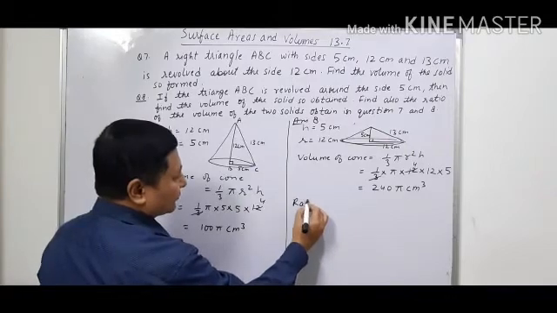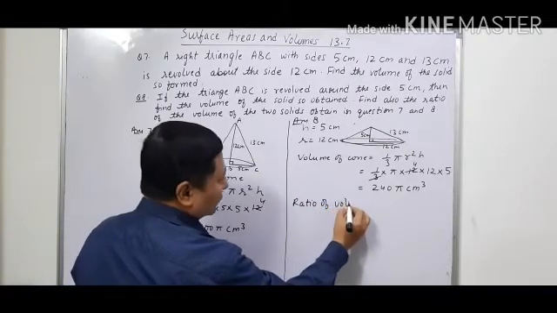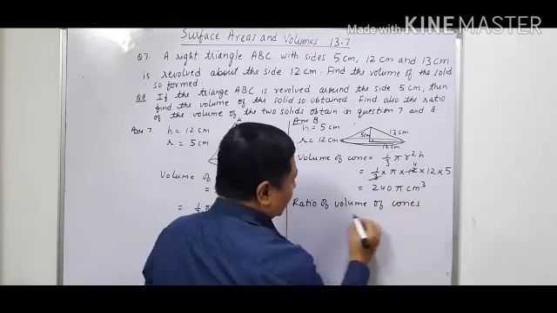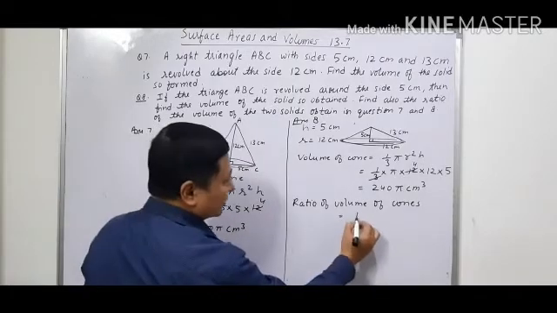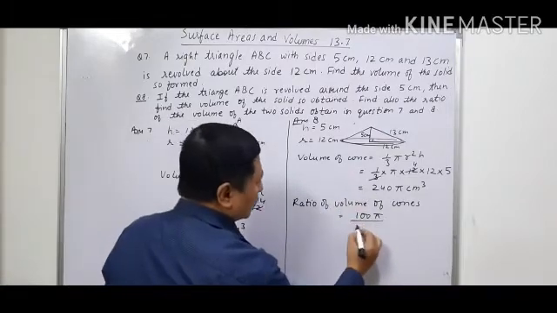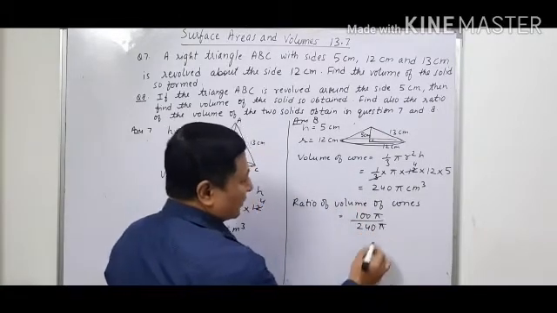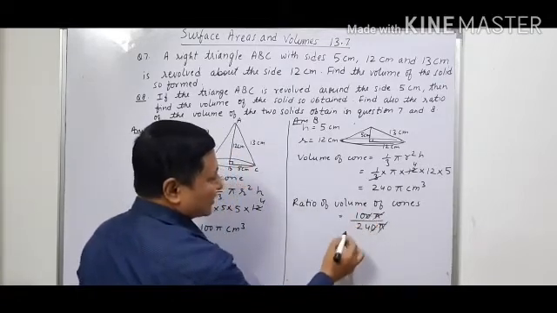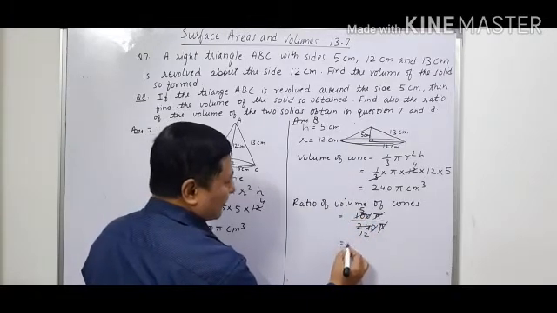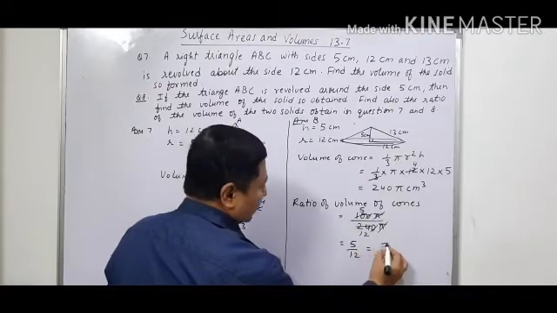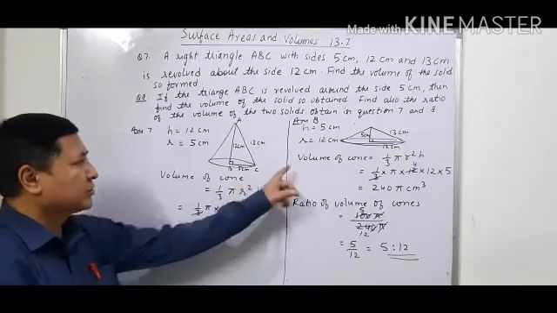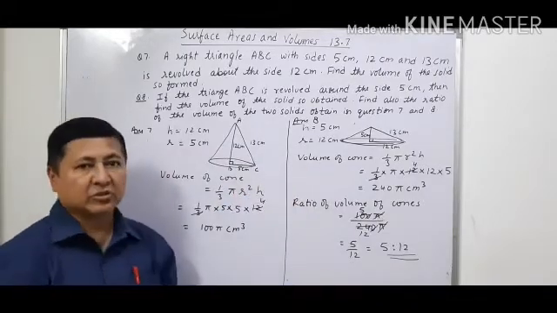So ratio of volume of cone in question number 7 and question number 8. The ratio of volume of cones will be equal to 100 pi centimeter cube in the case of the 7th question, and in the 8th question it is 240 pi centimeter cube. This pi will cancel, 0 will cancel with this, so it becomes 5 and this will become 12. So it becomes 5 upon 12, or you can write it as 5 ratio 12. So the ratio of the volumes found in question number 7 and 8 is 5:12.